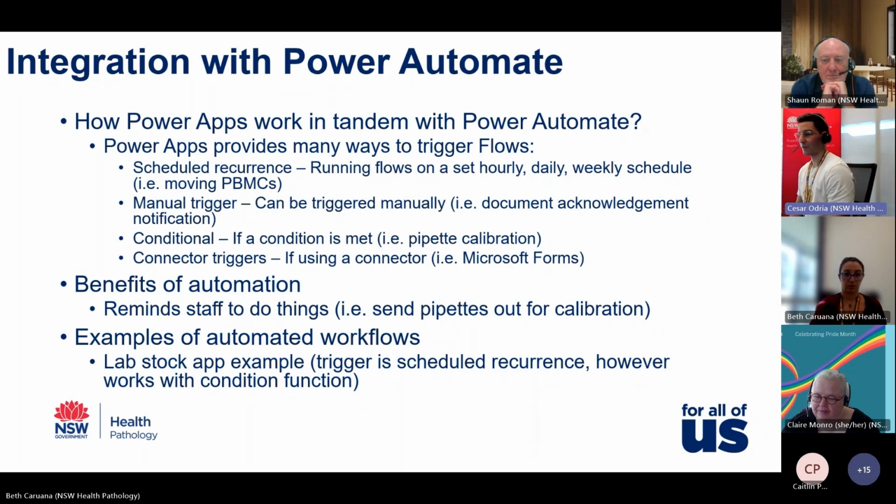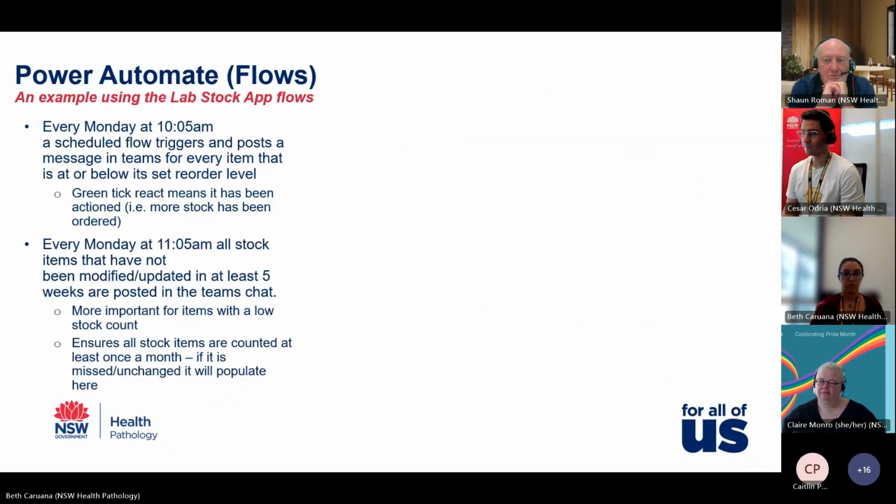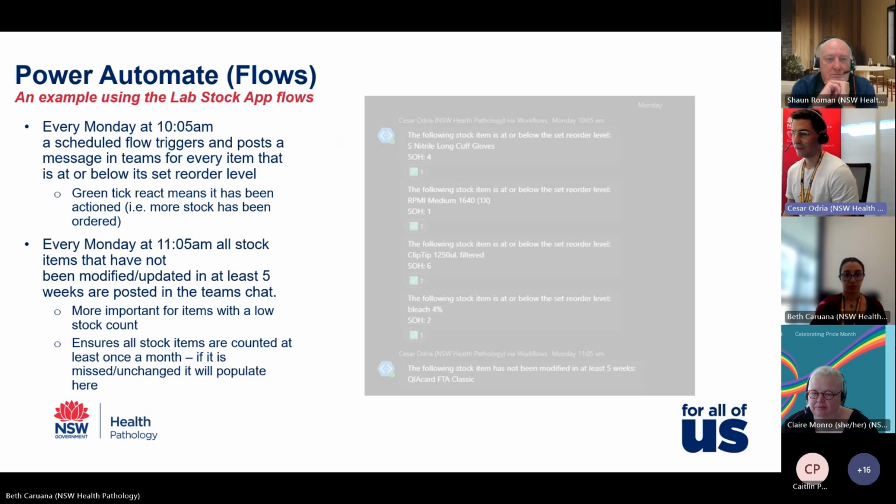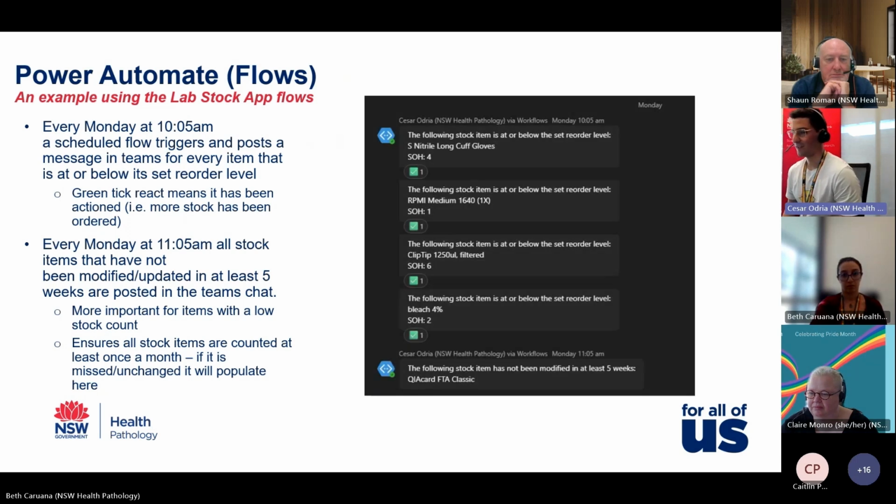So examples of automated workflows, we have the Labstock app example. It's a scheduled recurrence trigger. However, it works with the condition function as well. So I'll just show you that. So every Monday at 10:05 a.m., a scheduled flow triggers and posts a message in Teams for every item that is at or below its set reorder level. A green tick react means it has been actioned, so that more stock has been ordered.